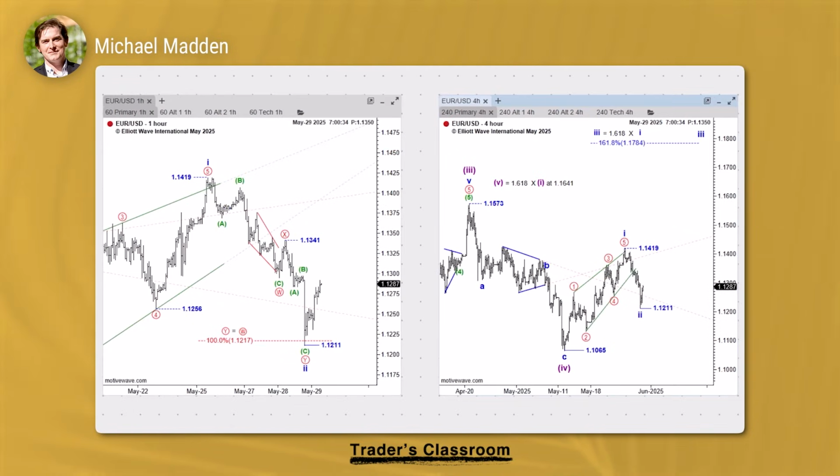Michael Madden with you. In today's video, we're going to take a look at Fibonacci extensions, sometimes called Fibonacci projections. Basically, we're going to look at the method of projecting a wave, i.e. within an impulse, we have a Fibonacci projection or extension for wave 3. And then within zigzags, we have a Fibonacci extension for the C wave. So these are very common Fibonacci extensions.